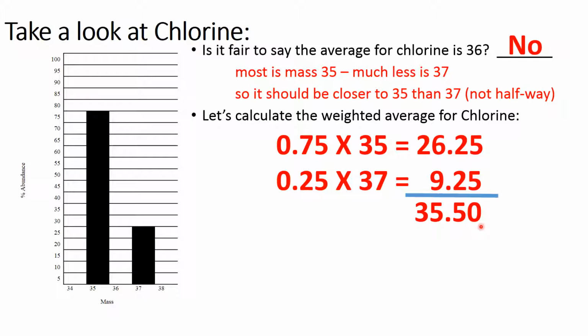So it's clear this is closer to 35 than it is to 37. It's not halfway in between. It's closer to the isotope with the larger relative abundance. And that'll always be true when there's two isotopes. If there's three or more, well, it depends on how they're spread out. But it'll always be somewhere between the smallest and the largest. So it has to be between 35 and 37. And this right here meets that requirement.